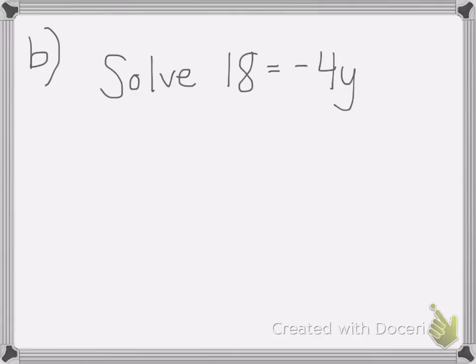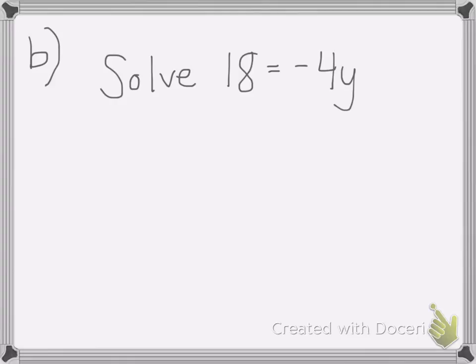18 equals negative 4y. I have a question. Let's look at this. What operation is going on here? Addition? No. Subtraction? No. Division? No. Multiplication? Yes. When that number is directly in front of the variable, that's multiplication. Negative 4y. It's saying that there are negative 4 y's. So if we're thinking about inverse operation, doing the opposite to undo it, we are going to divide.